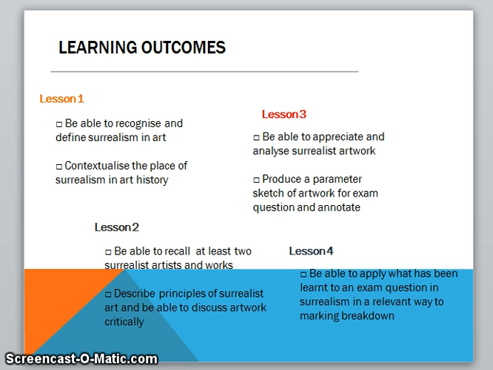Lesson 2. Recall at least 2 artists that worked in Surrealism and be able to describe their works in terms of the title of the piece, date completed, medium and measurements. Lesson 3. Demonstrate how to describe and analyse a work of Surrealist art, sketching examples. Lesson 4. Respond to an exam question about Surrealism at Leaving Cert level using illustration and engaging in critical thinking.